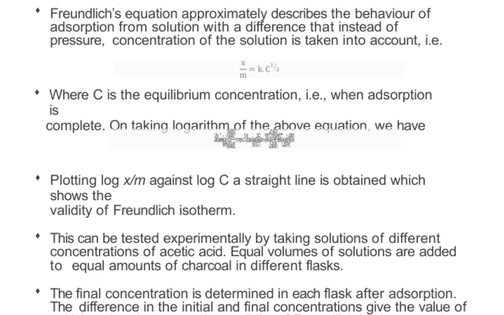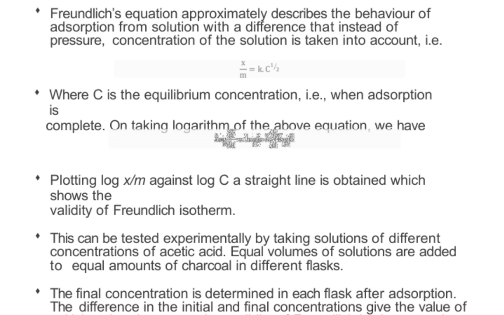Now, if we take the logarithm of this equation, we get a linear relationship between log x/m and log C. This means that if we plot these two on a graph, we should see a straight line. The straight line indicates that the Freundlich isotherm is valid for the system we're studying.